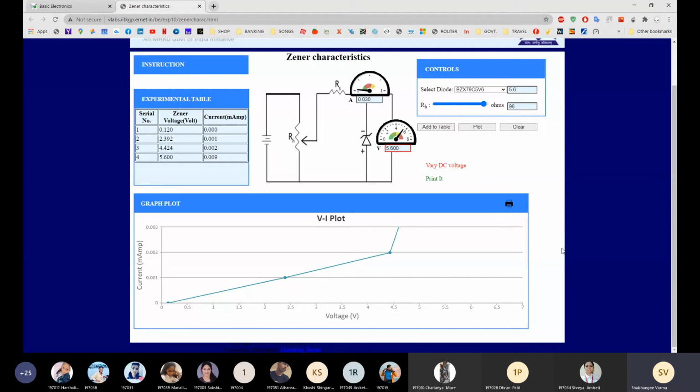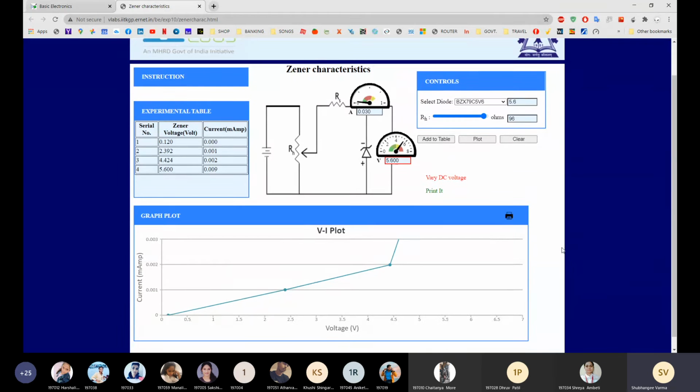Is there any doubt in this, students? Any doubt in Zener characteristic? Yes, students, anybody? Jasmita? Yes, ma'am. Have you understood this Zener diode characteristic? Yes, ma'am. Thank you, Jasmita.